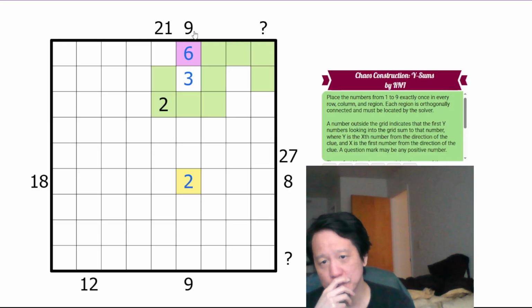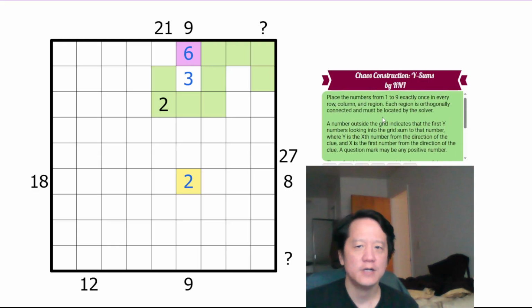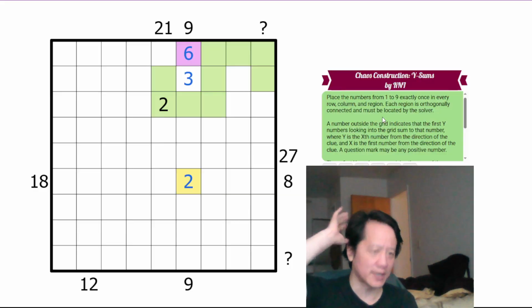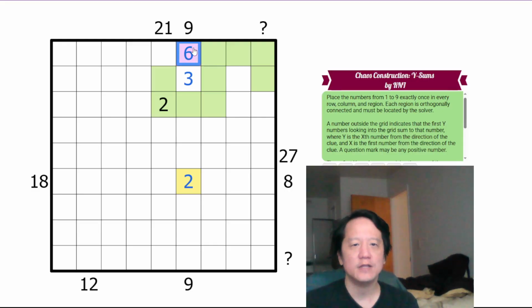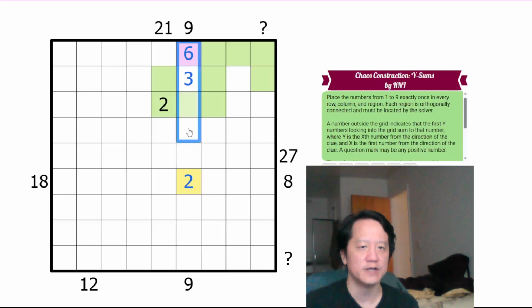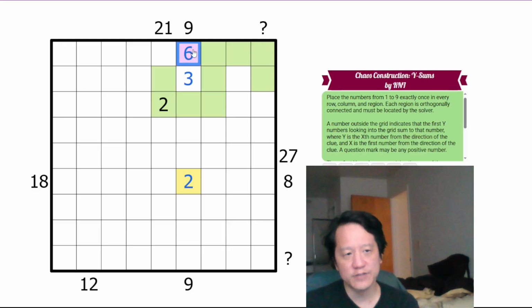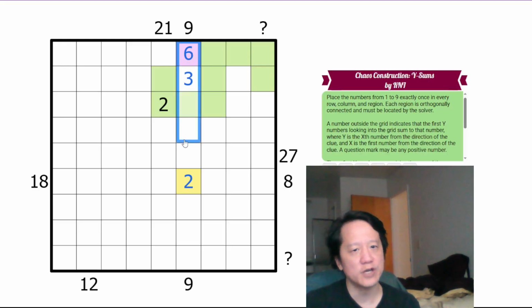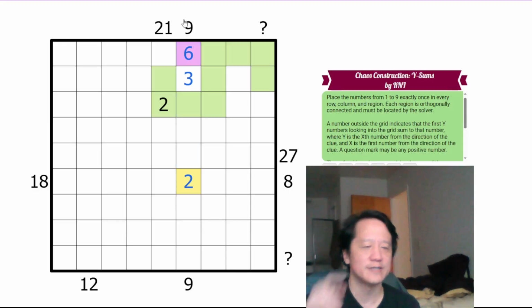Interesting. So I hope that was clear. It's basically one step removed from x sums. In x sums, the x tells you how many digits, the number of cells, that this number sums up. Normally the x is the first digit, which is always the same, and that's telling you how many cells you count to sum up to the number that's outside the grid.